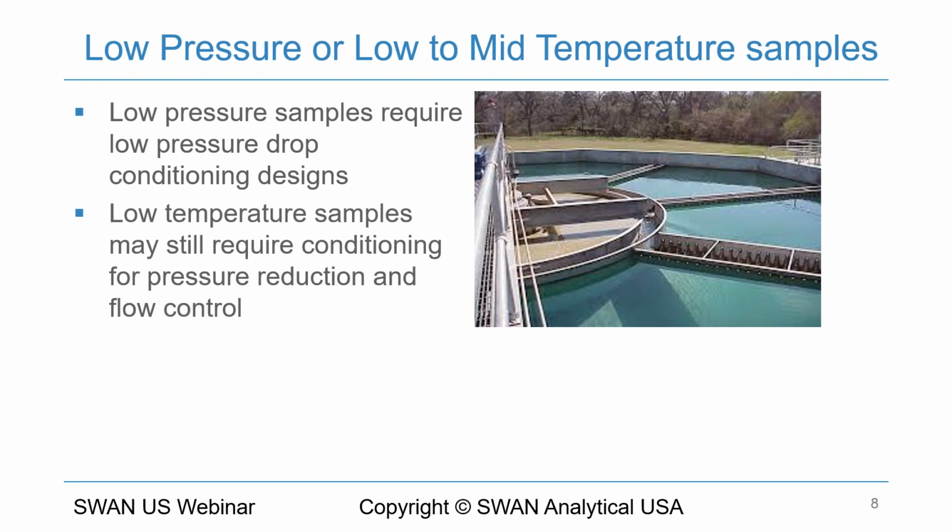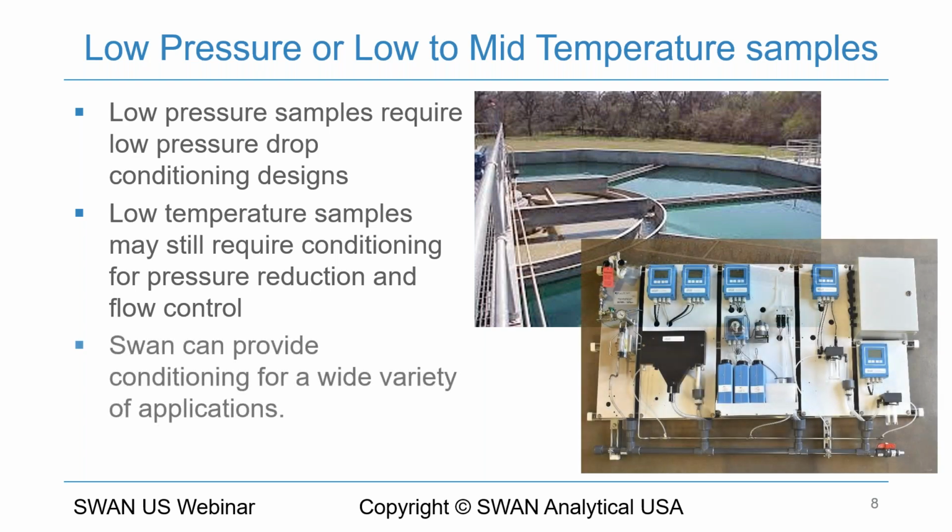For low temperature samples, we may still require conditioning for the pressure reduction or flow control side, even though the temperatures are acceptable for the analysis. With that, Swan can provide conditioning for a wide variety of applications. The picture at the bottom here is actually of a distribution monitor, but you can see on the left-hand side, we are doing conditioning, even though this is an application where the temperatures are appropriate for the instruments, but we still need to drop pressure and control the flow to the analyzers to make sure that we're getting consistent, repetitive results.